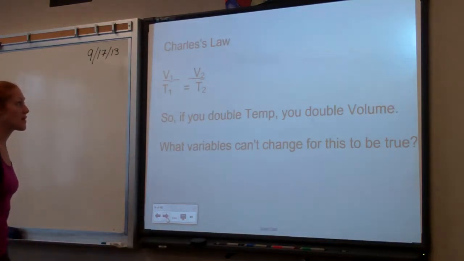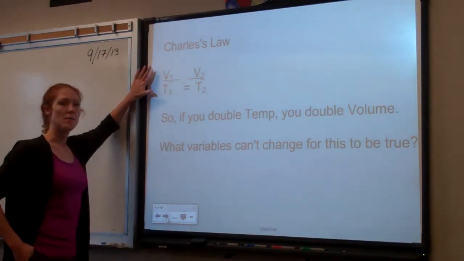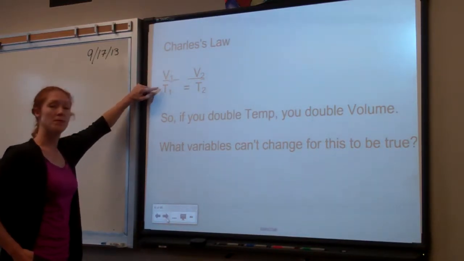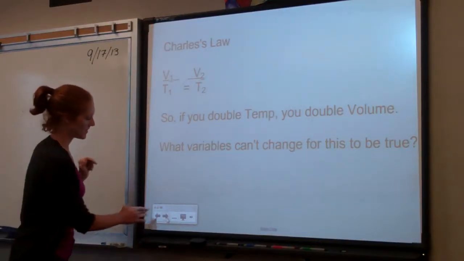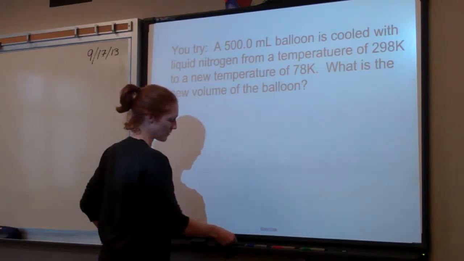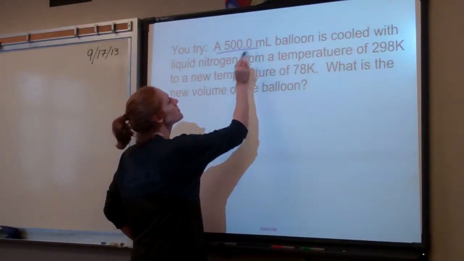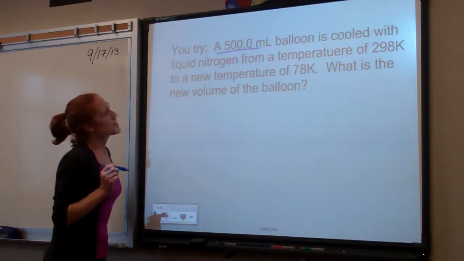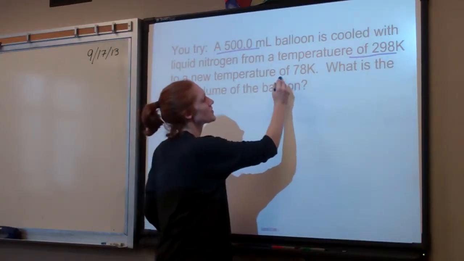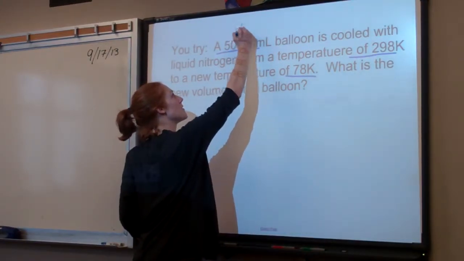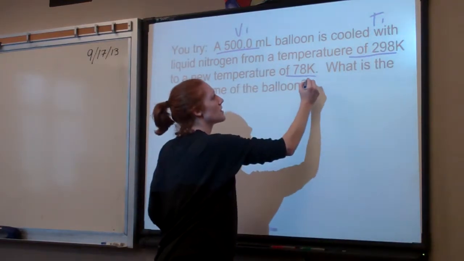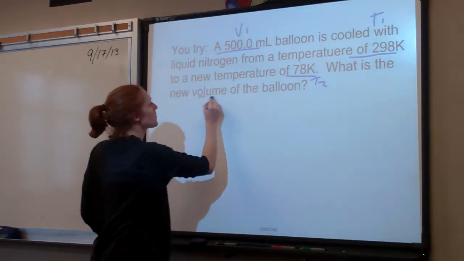Charles' law was the next one, and that was all about volume and temperature. So this time, N for the number of particles is constant, and pressure has to be constant. We'll have to be careful and just use Kelvin this time. So, let's see. We have a 500 milliliter balloon. It's cooled with liquid nitrogen from a temperature of 298 to a new temperature of 78. Okay, so 500 milliliters, that's a volume. And it's that volume when it's this temperature, so that'll be T1. This will be my T2, and it's asking for my V2.